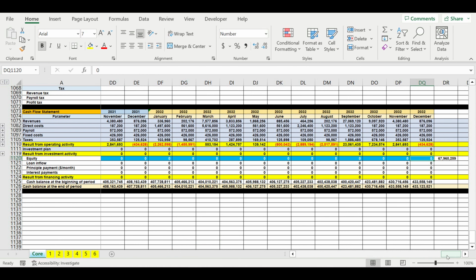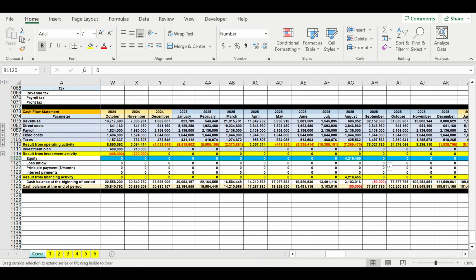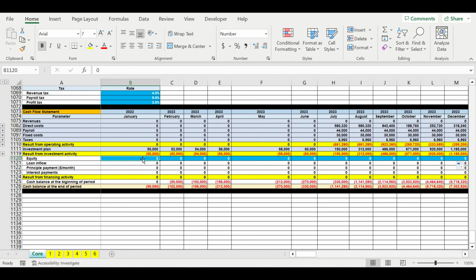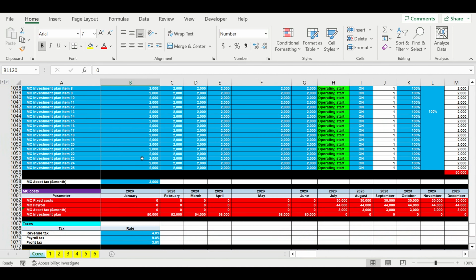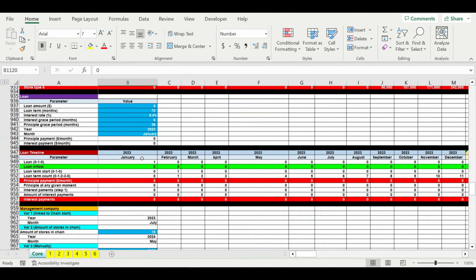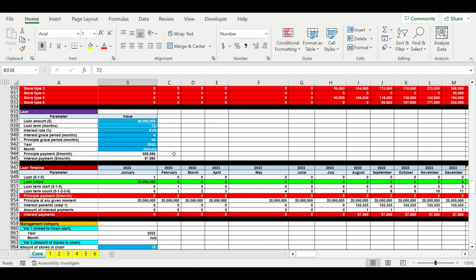Now, for example, what we can do is add a loan here. Let's add a $20 million loan. So we'll take it, the term will be 72 months, this will be the interest rate. For example, we will take it in January 23.